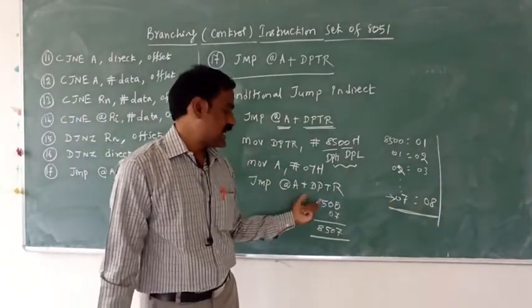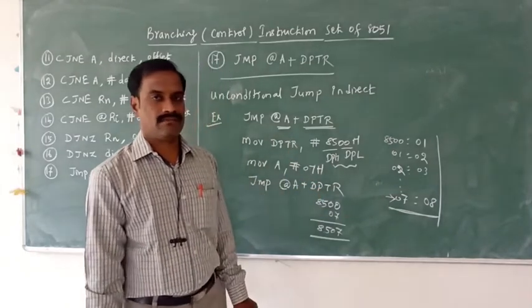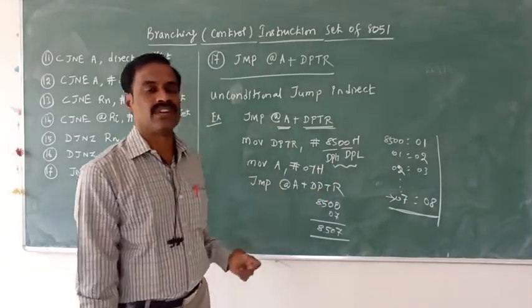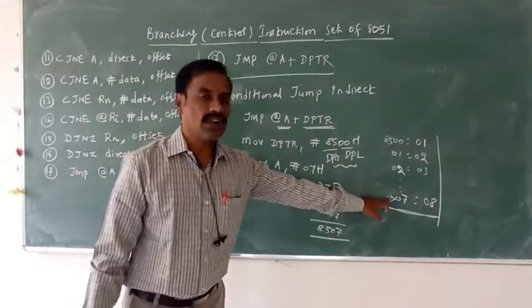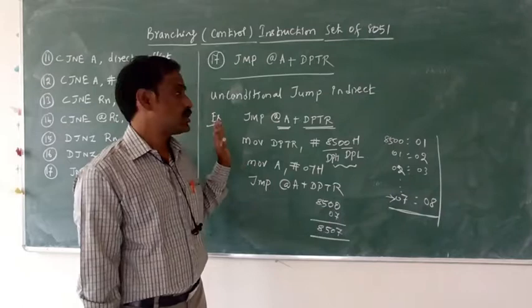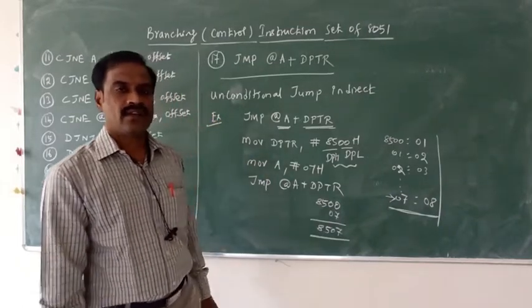Here the memory is not directly given. The memory will be indirectly available. This is for unconditional jump. Without any condition checking, it will jump to that particular memory address. For that, we can use this type of instruction. Okay? Any doubt?